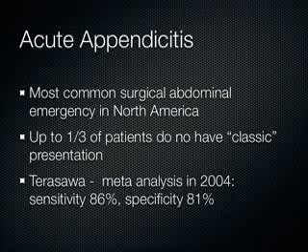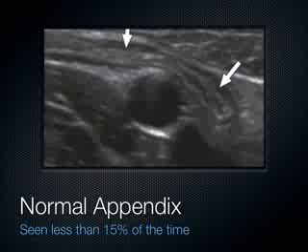Now, if we could get good with ultrasound, though, and see a true appendicitis on ultrasound, we could avoid the need for a CT scan, especially in a younger patient. The average age of somebody who gets appendicitis is 27 years old. So Terasawa, the author, did a meta-analysis six years ago, back when the ultrasound machines weren't as good, and found that in the hands of radiology, ultrasound had a sensitivity of 86% and a specificity of 81%. The reason for its low specificity is because we never see this on ultrasound.